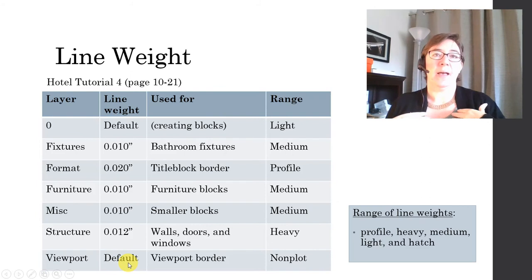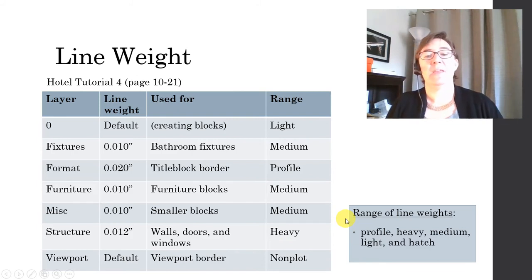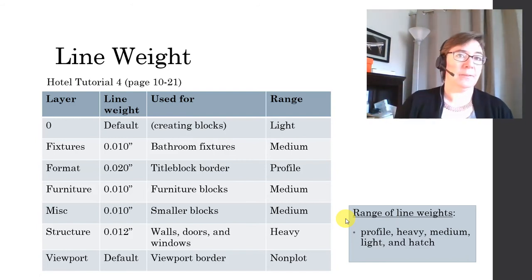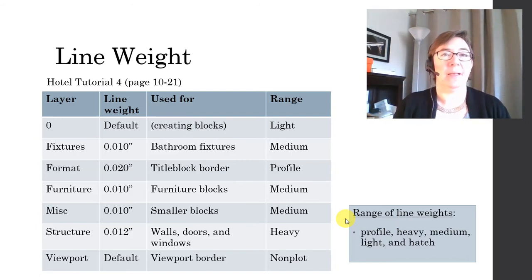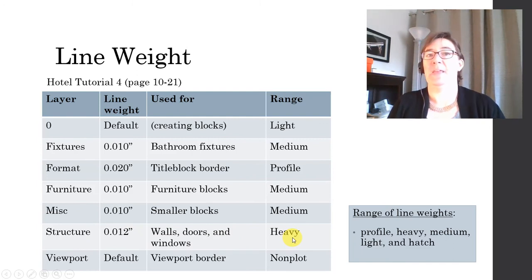Remember that when we talked about line weights, the different range of line weights, we called them profile, heavy, medium, light, and hatch. So which do you think applies to each of the layers that your textbook has asked you to create? Well, this structure layer, where your textbook asks you to put your walls, doors, and windows, I think would correspond to a heavy line weight.